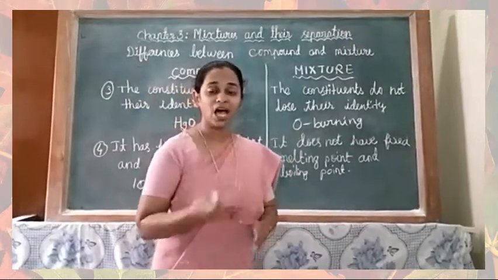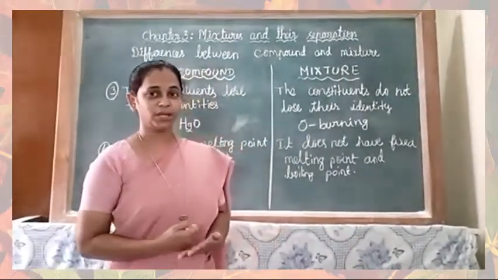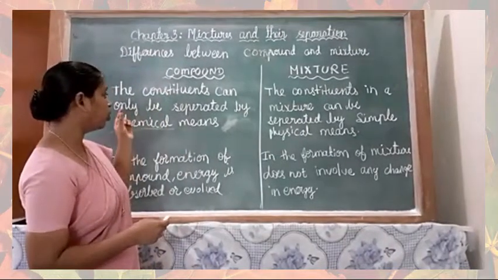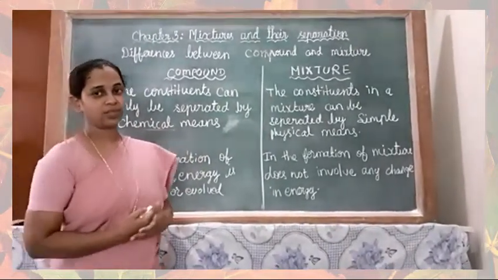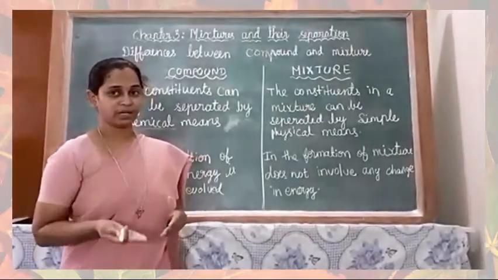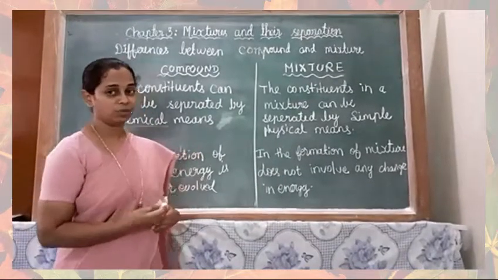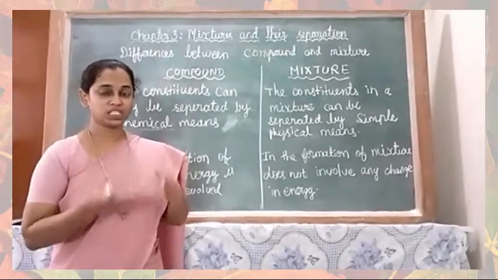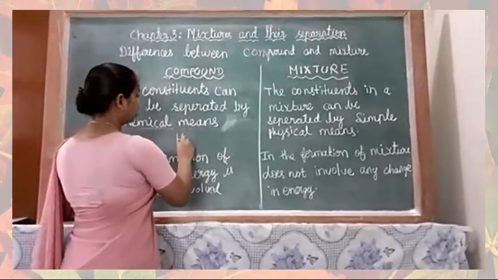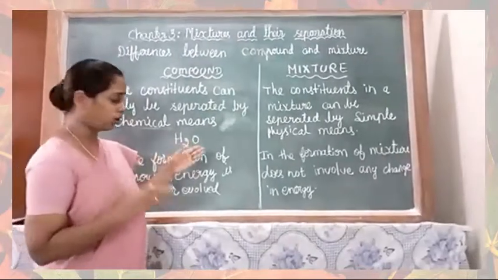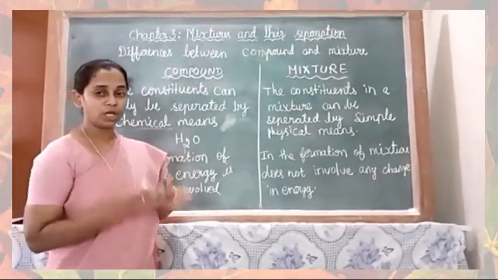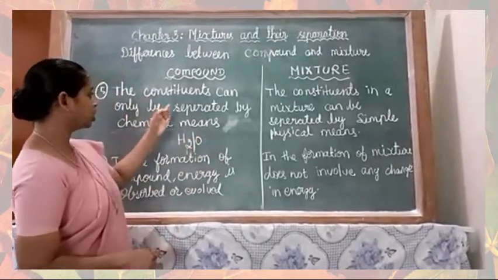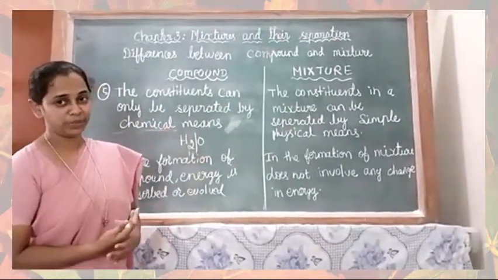Therefore, a mixture does not have a fixed melting point and fixed boiling point. Fifth difference: the constituents of a compound can only be separated by chemical means. For example, water molecules cannot be separated by boiling or freezing. However, when electricity is passed through water mixed with acid, the molecules of water split to give rise to hydrogen and oxygen. Therefore, the constituents can only be separated by chemical means.